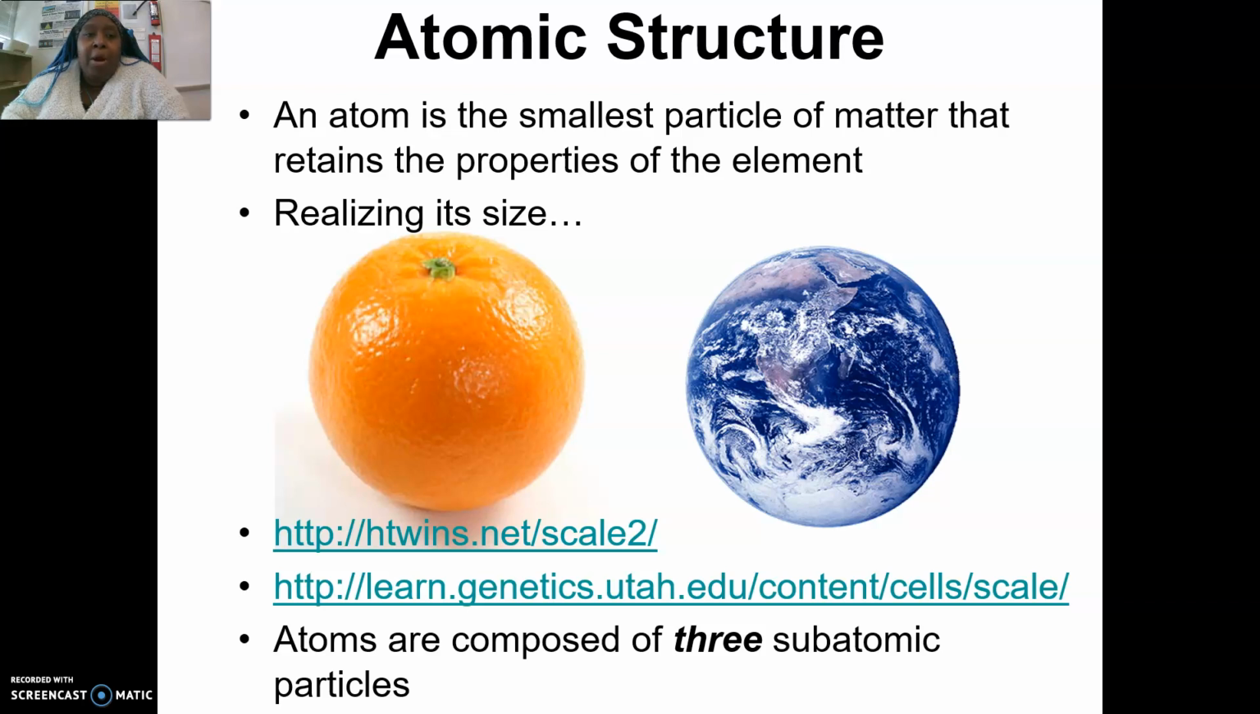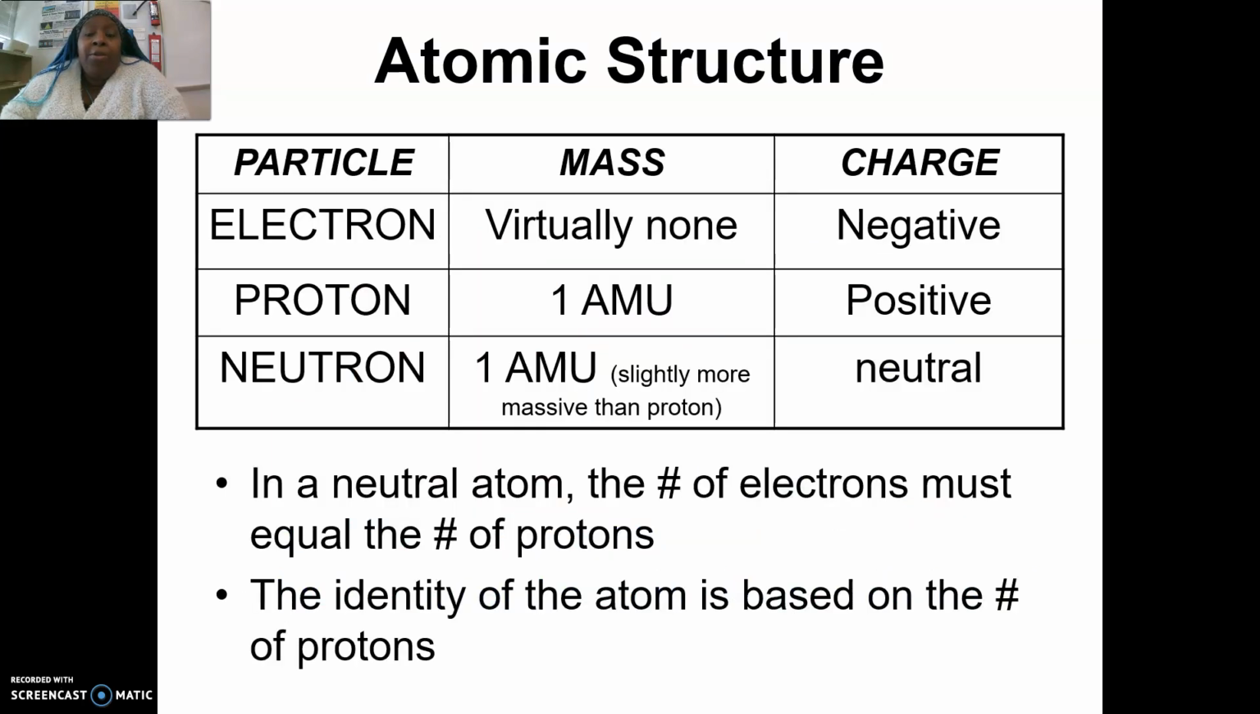3 subatomic particles. This should be a review from the PhET that you guys did yesterday. They are the electron, the proton, and the neutron. For the electron, there is virtually no mass. Its charge is going to be negative. For your proton, it's going to be basically what we call 1 atomic mass unit. That will come more into play a little bit later on. And then just know that it has a positive charge.